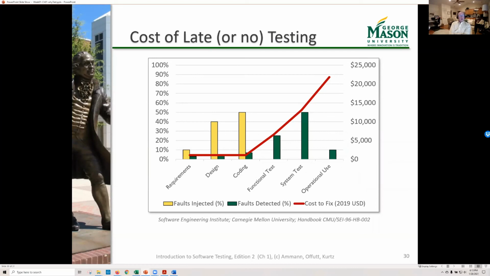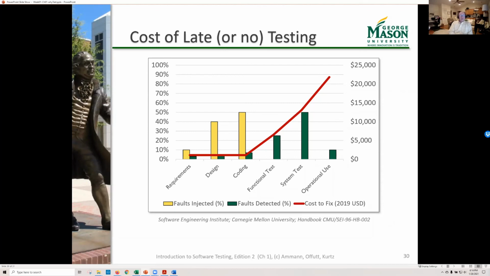So if we look at this chart, it's a little complicated, but the gold parts are saying, if we look at the traditional life cycle of software development, we work our requirements, then our design, then we code it, then we test it at various increasing levels, and then we use it. We're mostly putting the defects in, the faults, at the beginning. We're mostly finding the faults near the end. And the red line shows what it costs to fix faults as we find them.